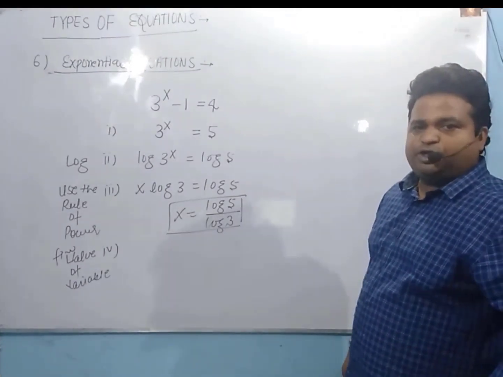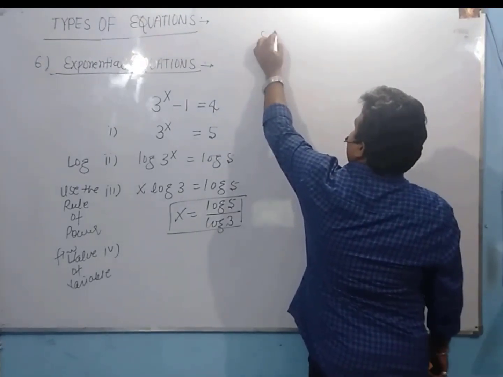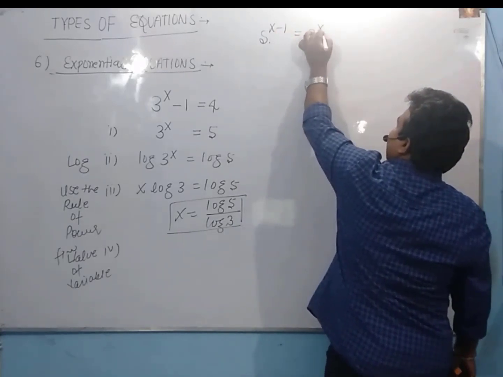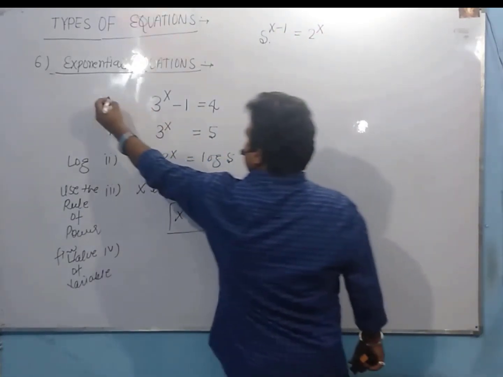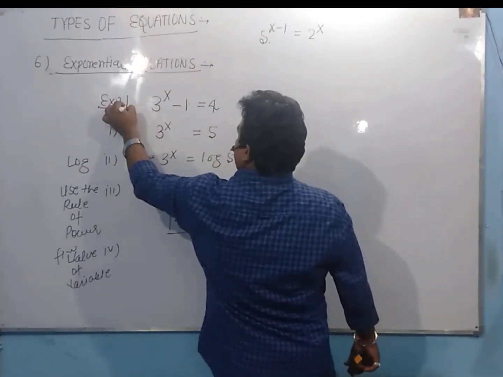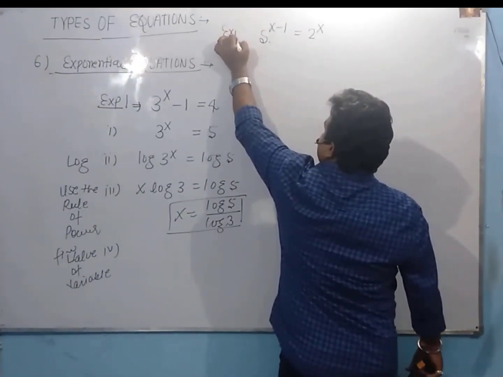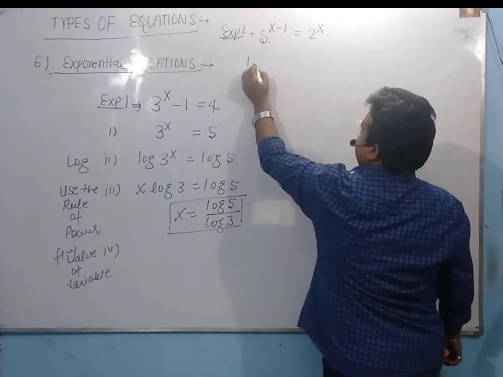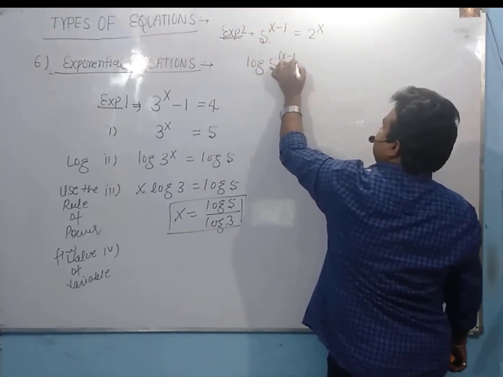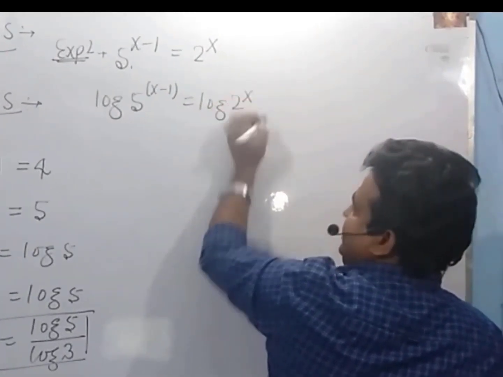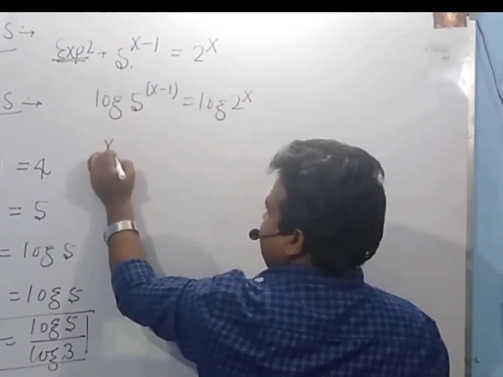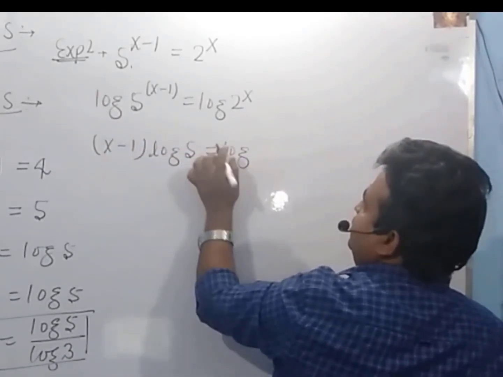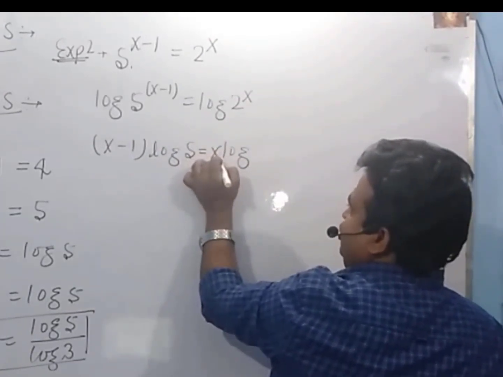Now I can write another equation also. Suppose you have 5 to the power x minus 1 is equal to 2 to the power x. Suppose this is the equation. This is example number 1. Now if this is example 2, how do you solve such a question? It is already segregated. Now I am taking log. So log of 5 to the power x minus 1 is equal to log of 2 to the power x. Now use the power rule of log. So this is x minus 1 log 5, that is equal to x log 2.